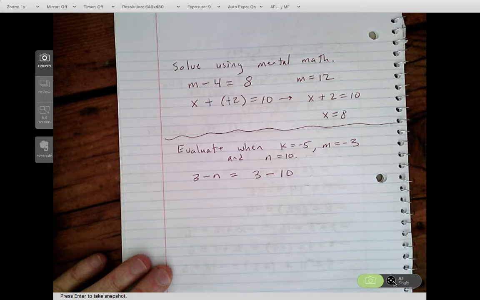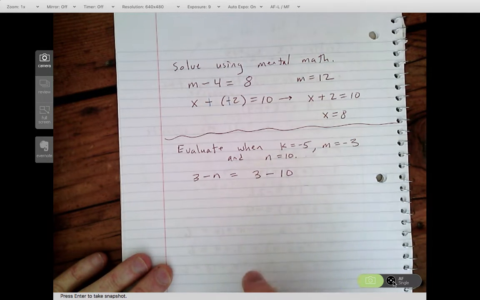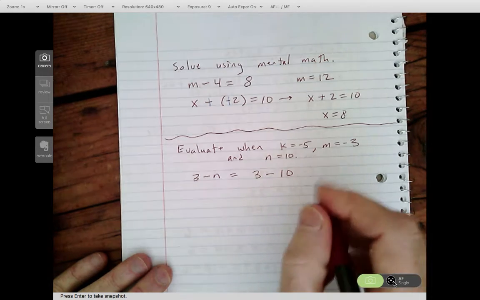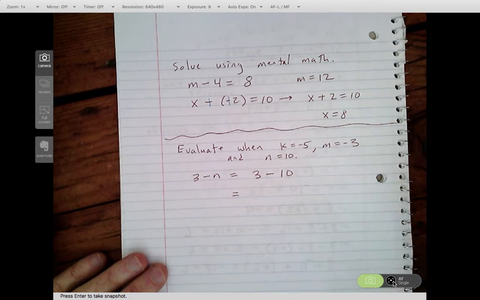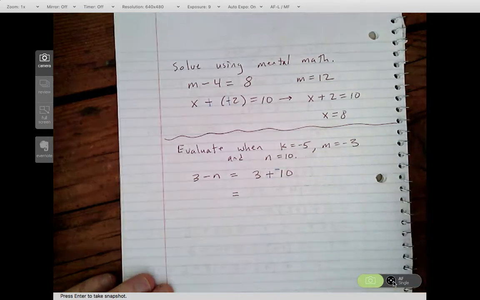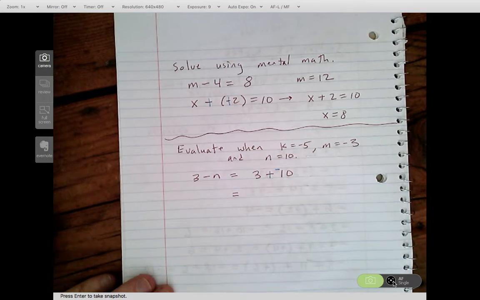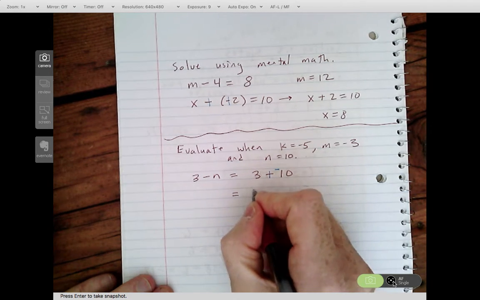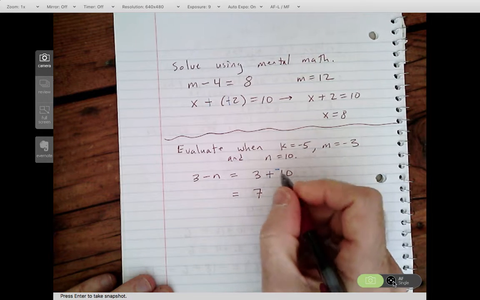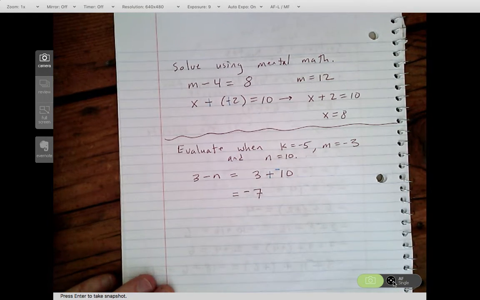So 3 take away 10. And some of you, again, you may not need to change something like this using addition by the opposite, but I'm going to do it anyway. So this is going to become 3 plus -10. Okay, so again, adding the opposite. So 3 plus -10, we've got opposite signs, so we subtract and we keep the bigger number sign for our answer. So 10 is bigger, it's negative, so it's going to be -7.